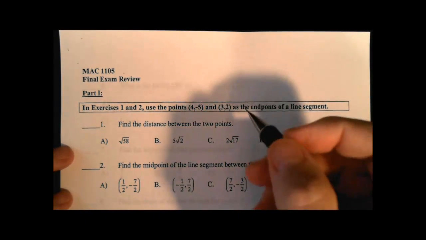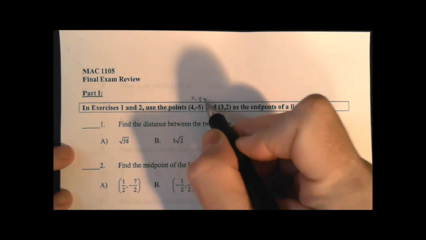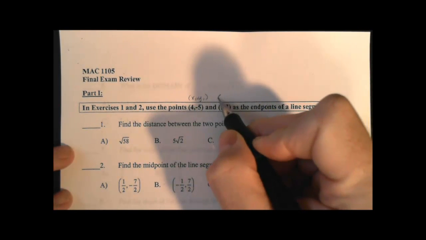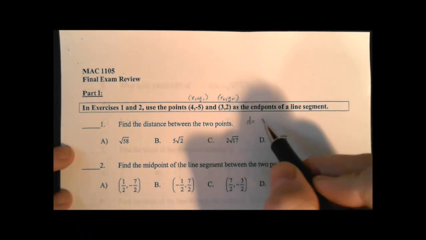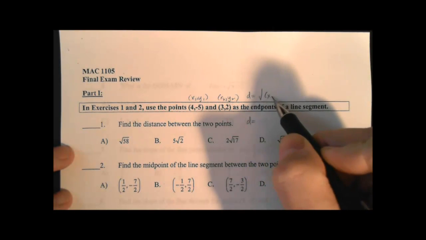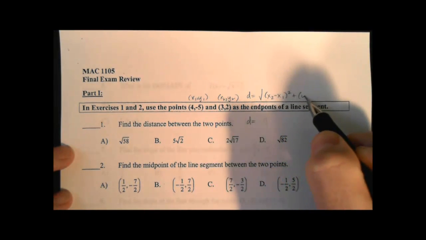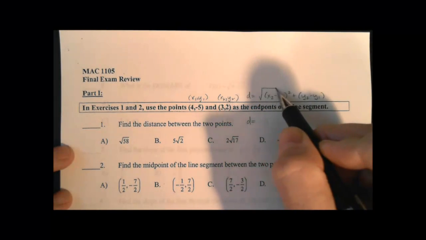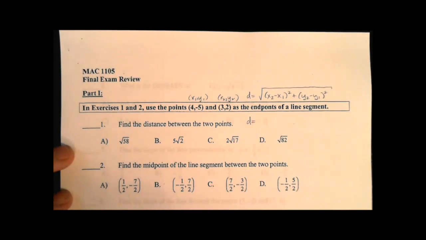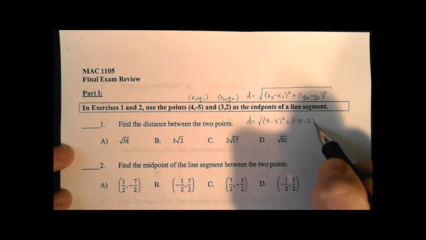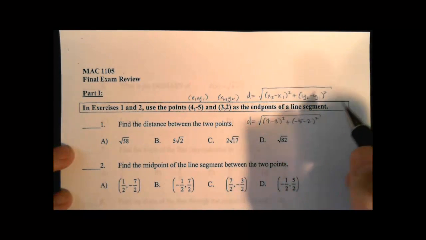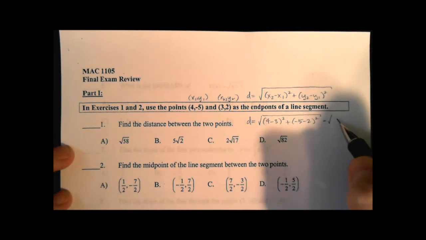And if you remember the distance formula, this we'll call x1, y1. And this we'll call x sub 2, y sub 2. And the distance formula is the square root of the difference in x's squared plus the difference in y's squared. And the difference can be taken in either order. Squaring doesn't make a difference in the end. So we have then 4 minus 3 squared plus -5 minus 2 squared, which becomes 1 squared plus -7 squared.